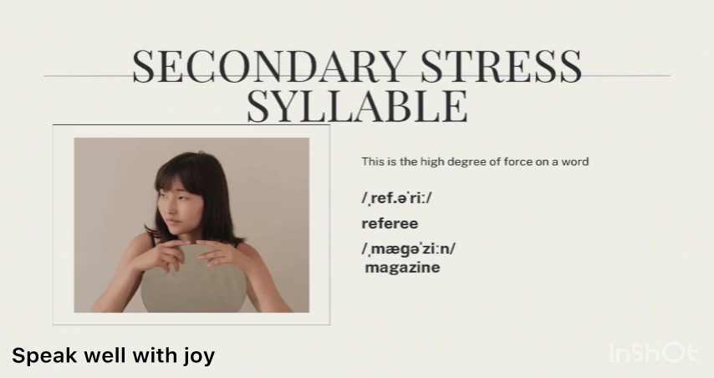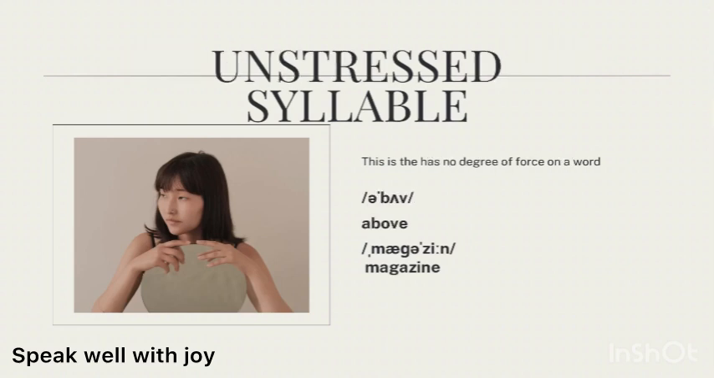You see, it's a little bit stressed, but not as stressed as the primary. Referee. And then the other one, magazine. So that's the stress. And for the unstressed syllable, it takes no stress at all. We do not apply any pressure to this part of the word. So those are unstressed syllables.